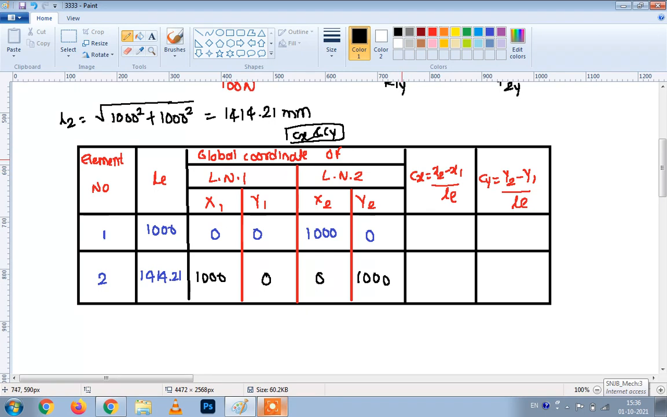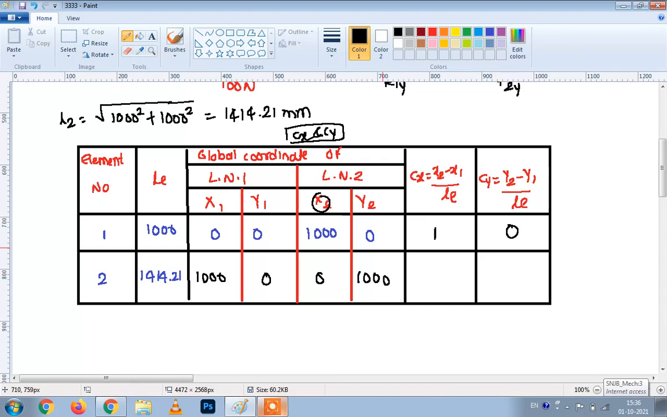Now we have to calculate Cx as well as Cy. While calculating Cx, it is x2 minus x1. So x2 is 1000 minus 0, divided by 1000. So 1000 minus 0 is 1000, divided by 1000, it will become 1. Now y2 minus y1 divided by LE. So y2 is 0, y1 is 0, so obviously this value will become 0.